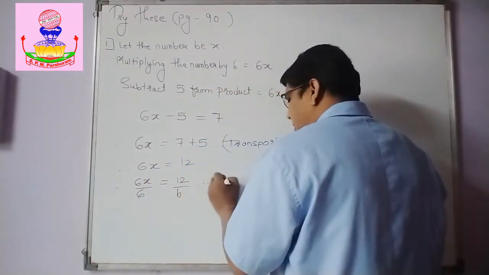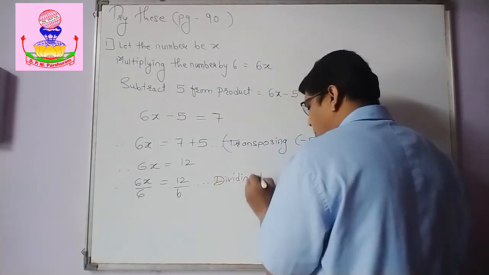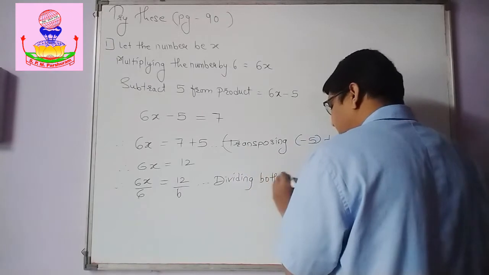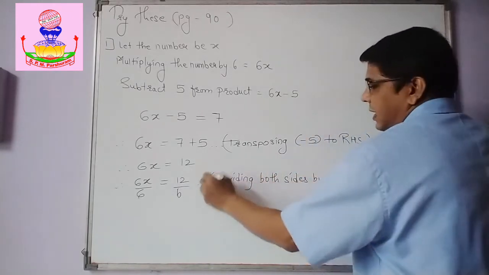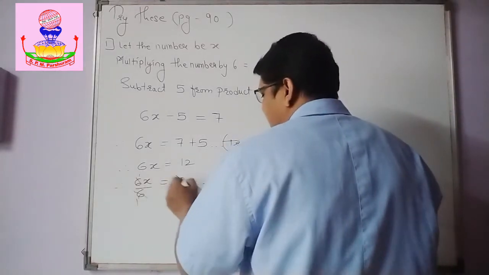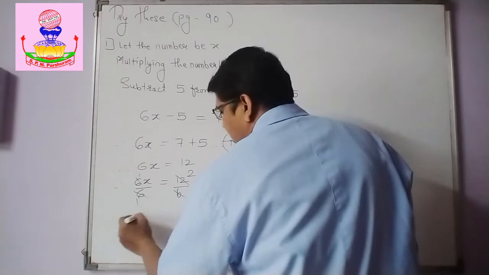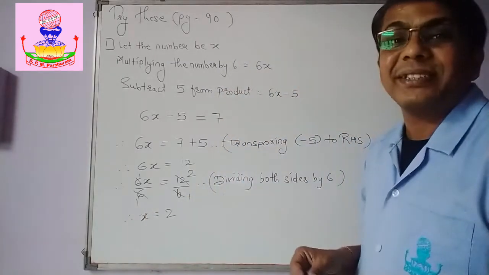Okay, what do you write? Dividing both sides by 6. Right? So 6 ones are 6, 6 twos are 12. Therefore, x is equal to 2. I got the answer. What is the number?